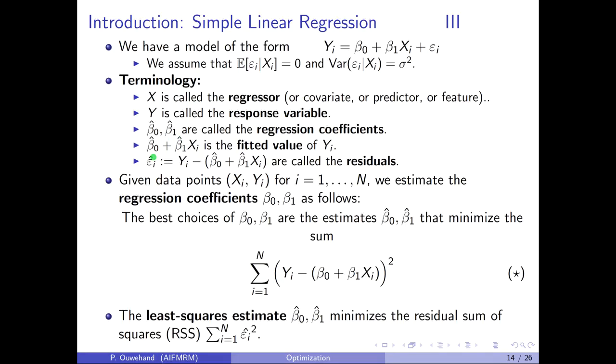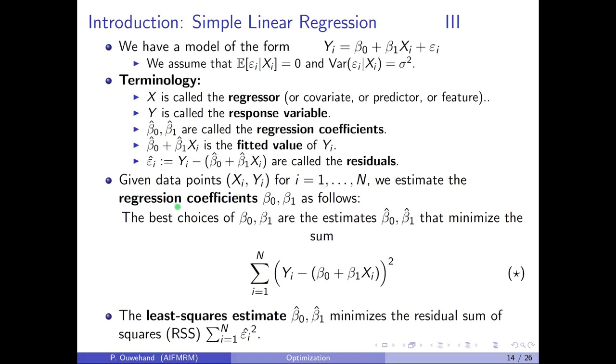Now, given beta 0 hat and beta 1 hat and the value xi, we would predict the value of yi to be simply beta 0 hat plus beta 1 hat times xi. And that's the fitted value of yi. On the other hand, that might not be exactly the same as the true value of yi because of the noise, and epsilon hat i is precisely the difference between the true value and the fitted value, and those are called the residuals.